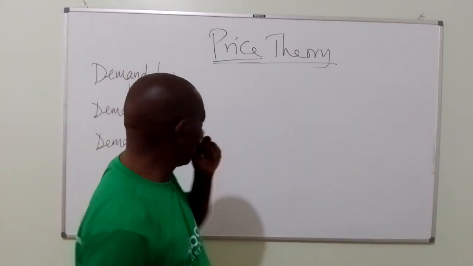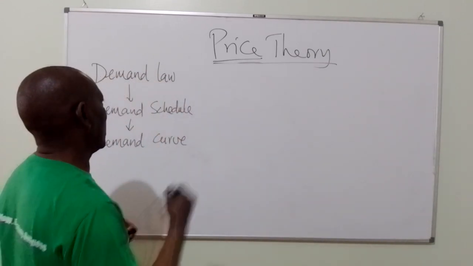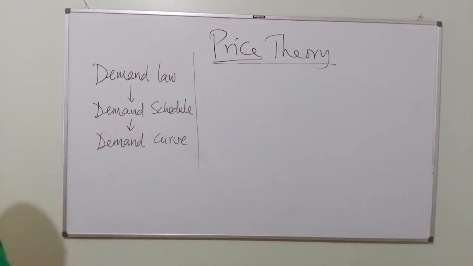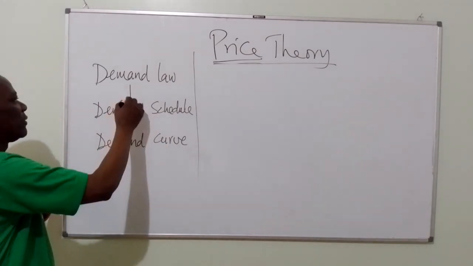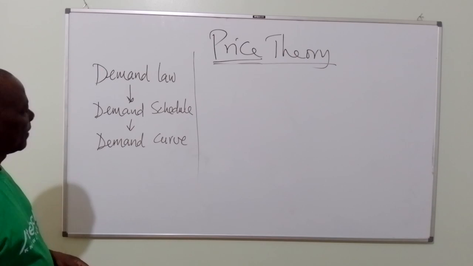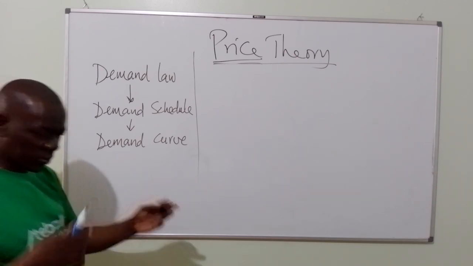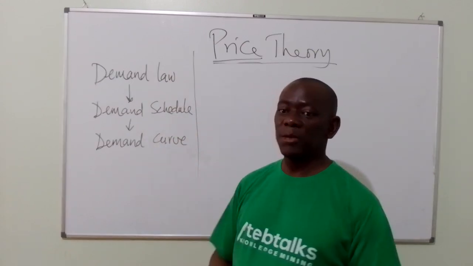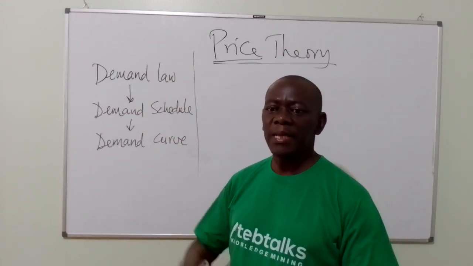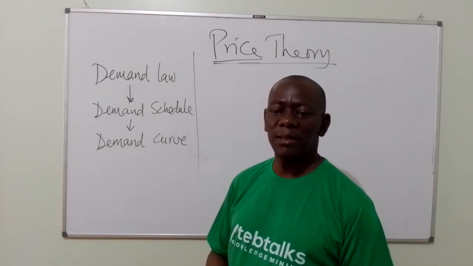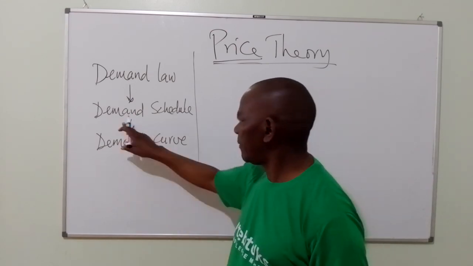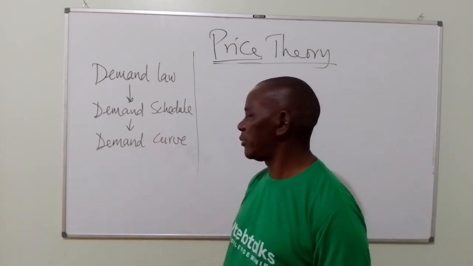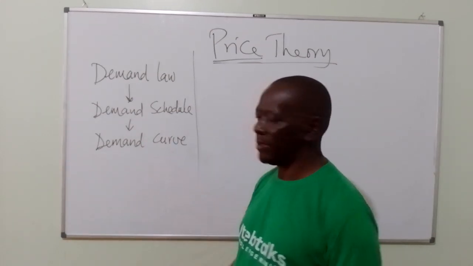We have known what demand is, we have defined what it is. It has a law, which we are going to state. Then from the law, we develop the demand schedule. Then from the demand schedule, we draw a demand curve. So this is how it moves. We begin by defining what demand is. Then after defining what demand is, we tabulate a demand schedule. And then we get the demand curve.